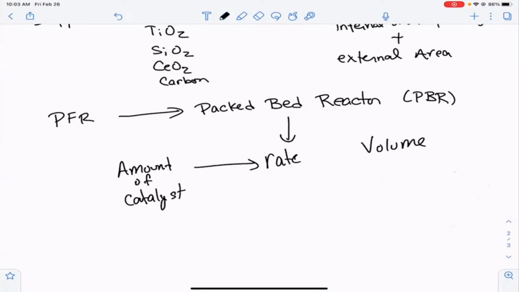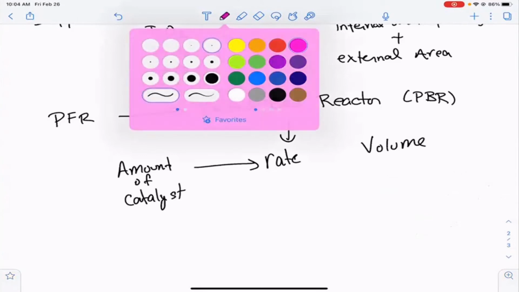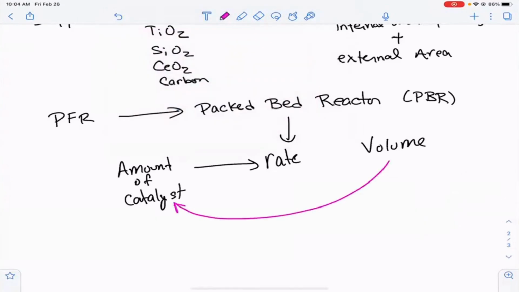Okay? And what we then want to be able to do is that, well, we still have a reactor volume. And so we have to develop some relationship here between the amount of catalyst and the reactor volume. And then we're going to use that to learn how the amount of catalyst drives the reaction rate that's here.